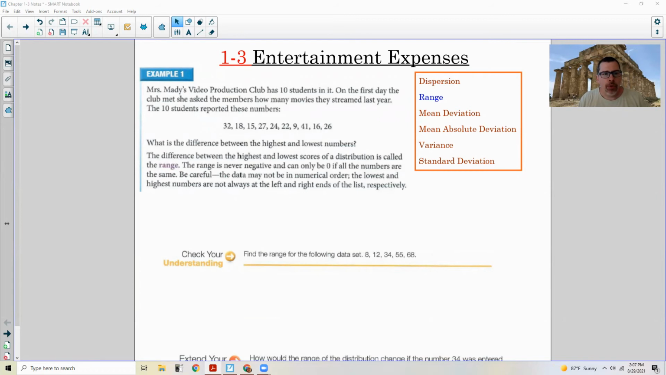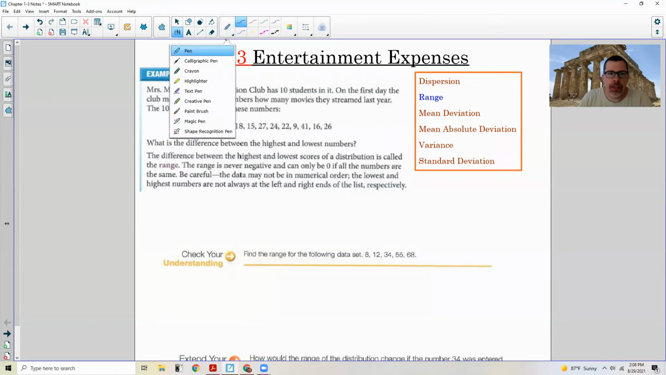Okay, so now example 1 says Mrs. Maddie's video production club has 10 students in it. Okay, so let's highlight that. That is our N, if we need to do any averaging. Okay, 10 students. On the first day the club met, she asked the members how many movies they streamed last year. The 10 students reported these numbers. What is the difference between the highest and lowest number?